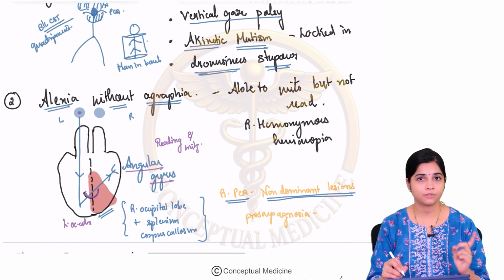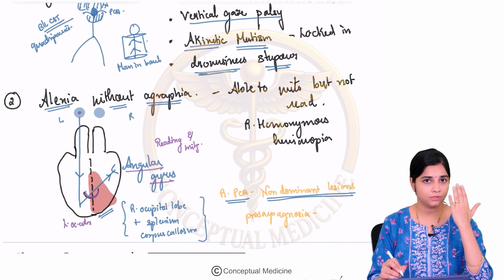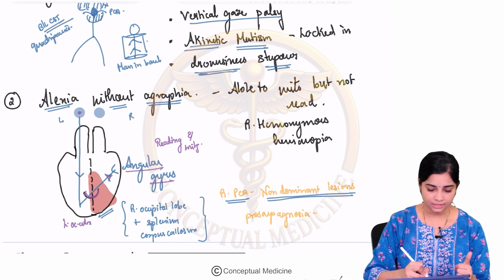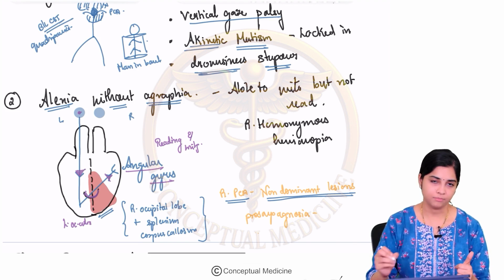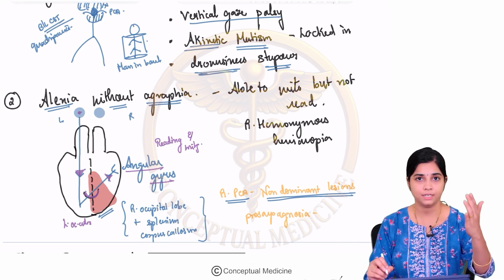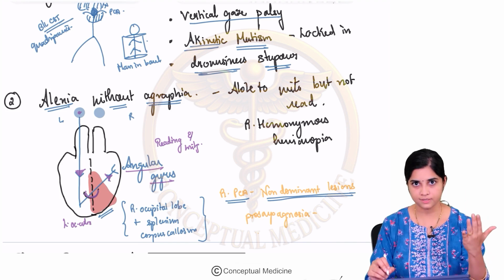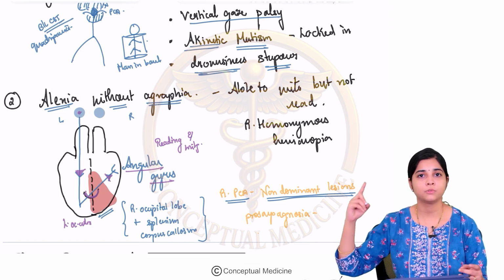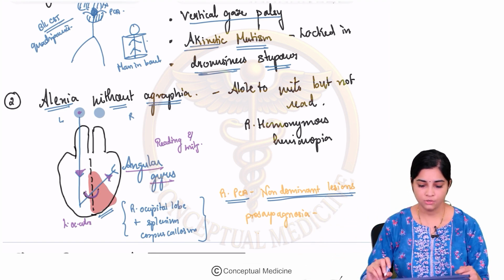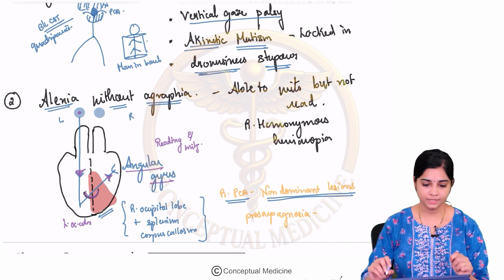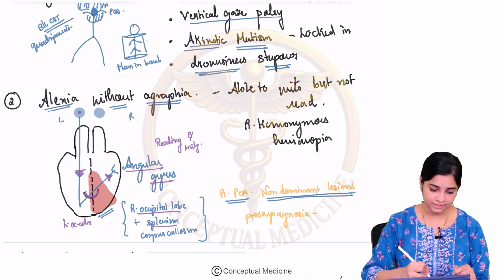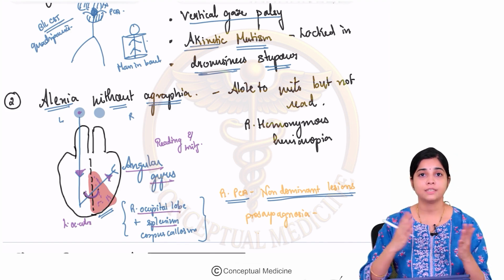Through the splenium of the corpus callosum, whatever you are reading in your left field is transmitted to the right angular gyrus. So this is very, very important. Whatever you are reading in the left side goes to the occipital cortex, crosses the splenium of the corpus callosum, and goes to the right angular gyrus. Whenever your right occipital cortex plus splenium is affected, as highlighted here, then there is a dissociation.